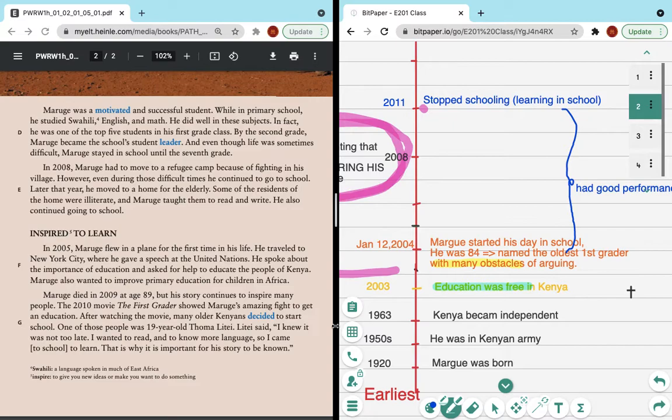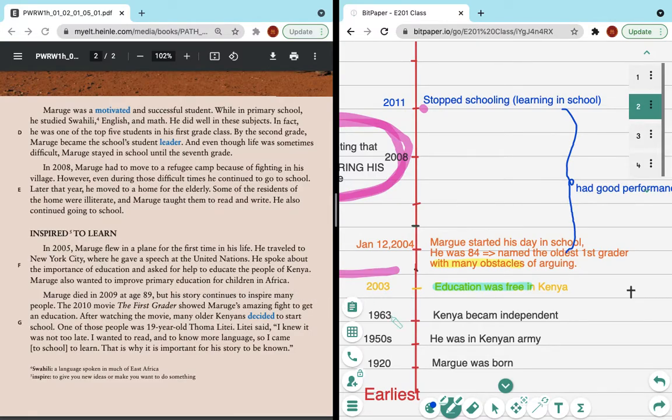Right? So what's special about 2005? Is that a great time again? Let's read. Margot flew in a plane for the first time in his life. Wow. He traveled to New York City, where he gave a speech at the United Nations. Wow, that was a big honor, right? Have you ever dreamed of speaking in front of the United Nations? That's a huge honor. He spoke about the importance of education and asked for help to educate people in Kenya, and wanted to improve primary education for children in Africa.